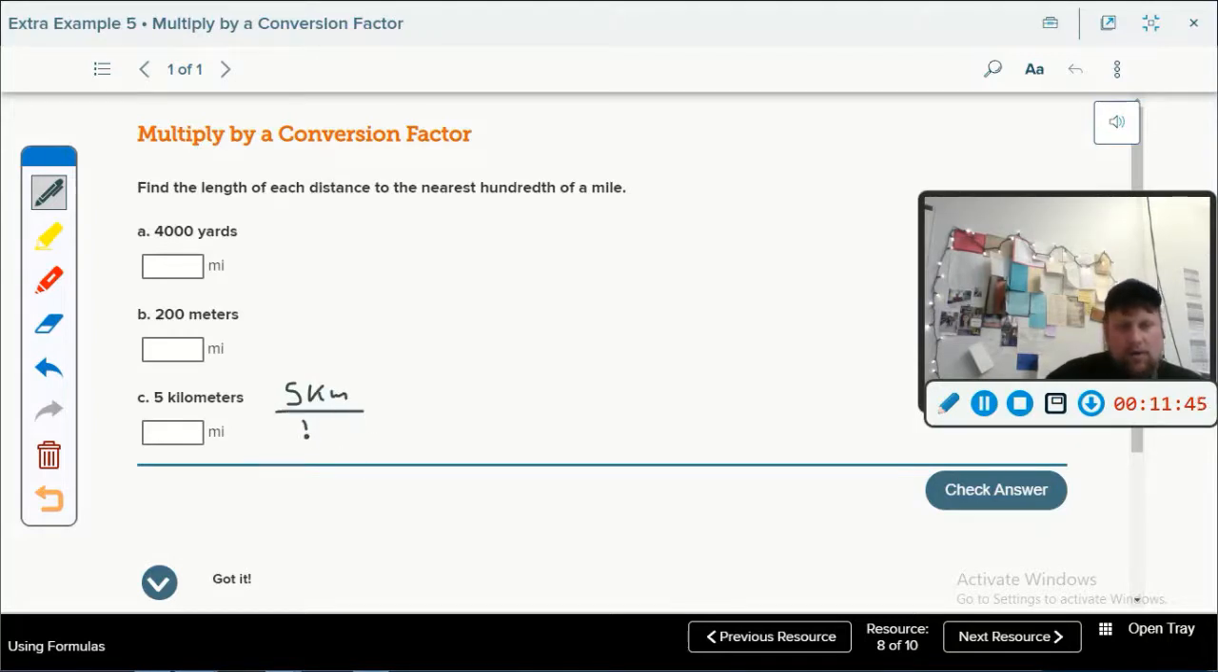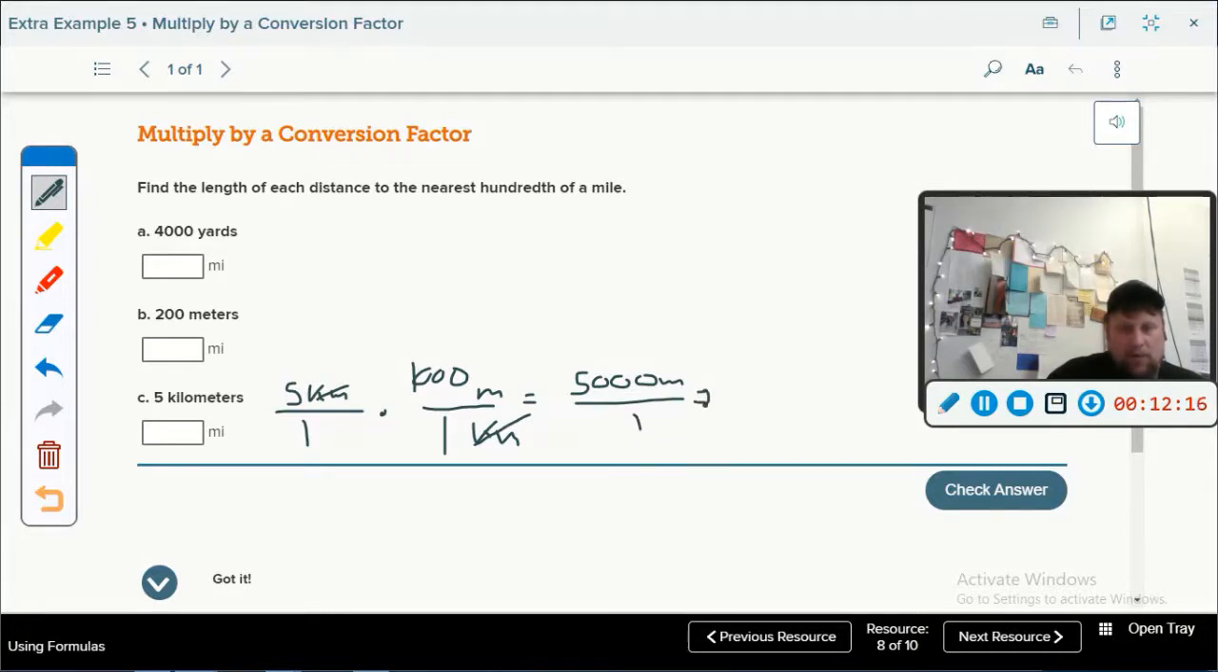All over 1, and I want to change that to meters, so I got to get rid of kilometers on the bottom. 1 kilometer is 1,000 meters. Boom, those cross out. I get 5,000 meters over 1.